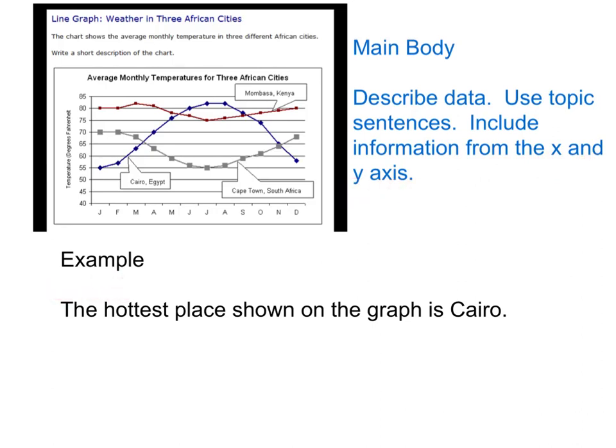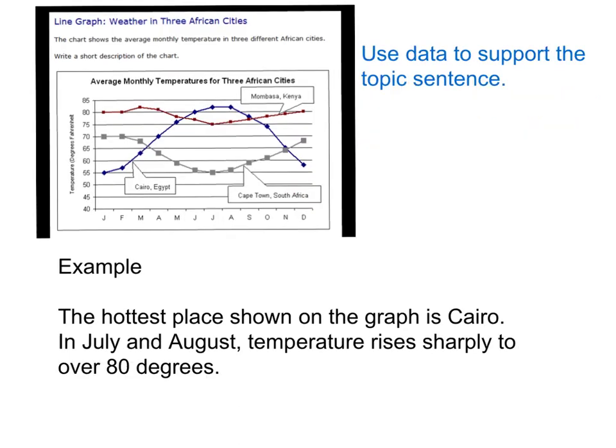For example, we can say that the hottest place shown on the graph is Cairo. The line is here. Make sure that you use data to support your topic sentence. This is the topic sentence. Now I say, in July and August, temperature rises sharply to over 80 degrees.